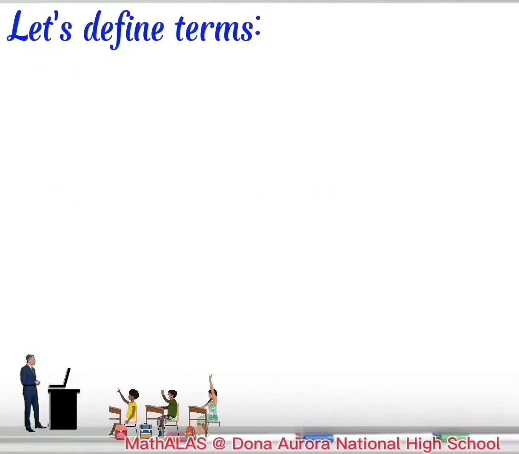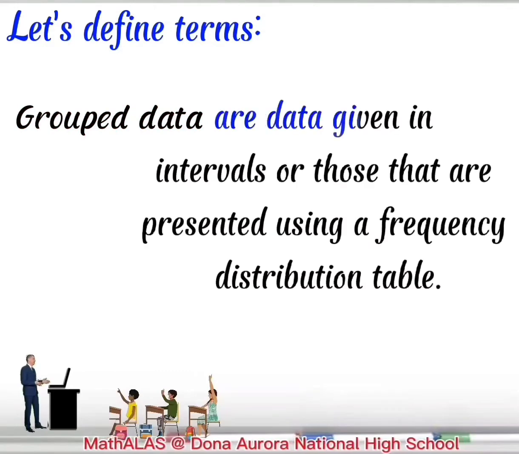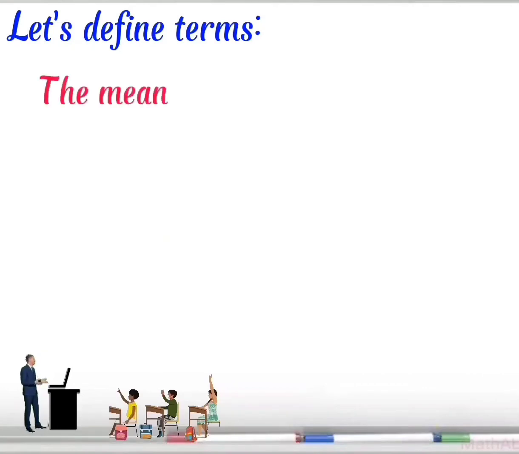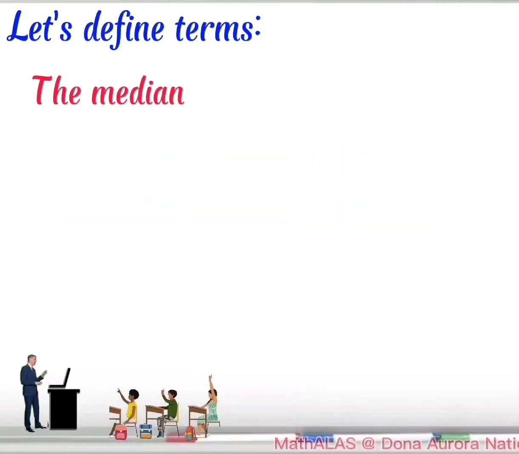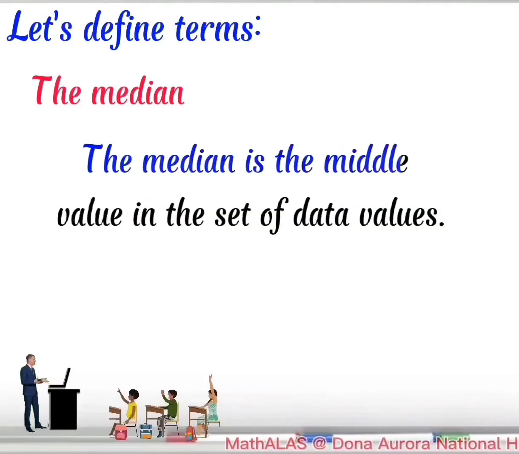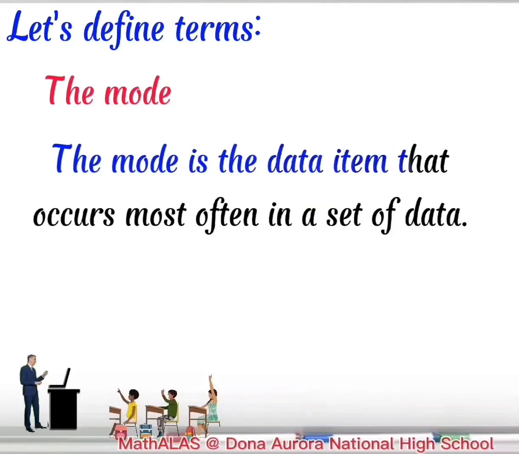Let's define terms. Grouped data. Grouped data are data given in intervals or those that are presented using a frequency distribution table. The mean. The mean of a set of data gives the average of the data. The median. The median is the middle value in the set of data values. The mode. The mode is the data item that occurs most often in a set of data.